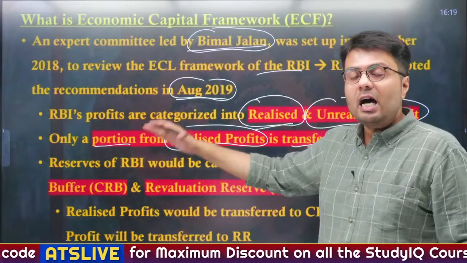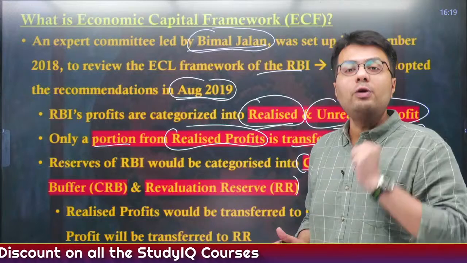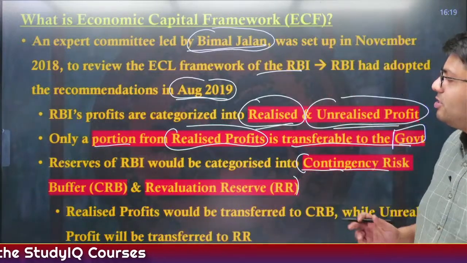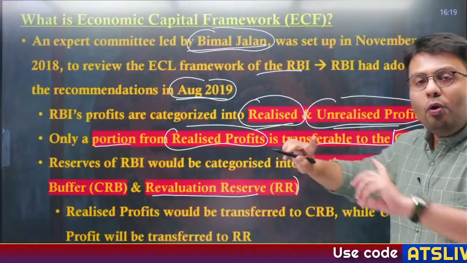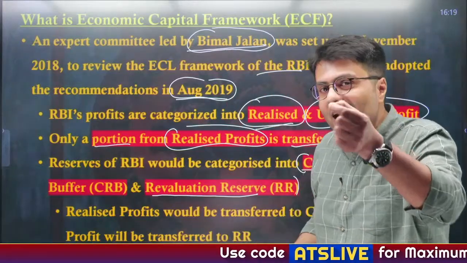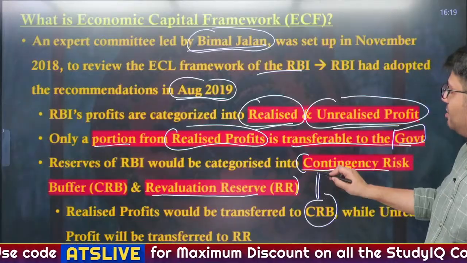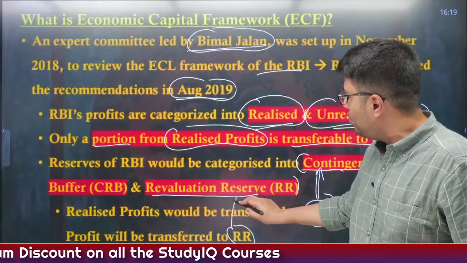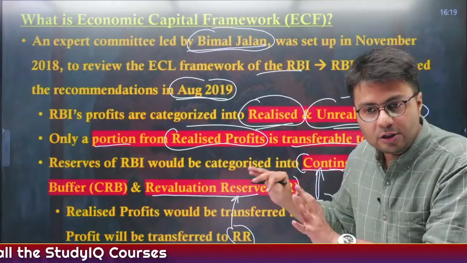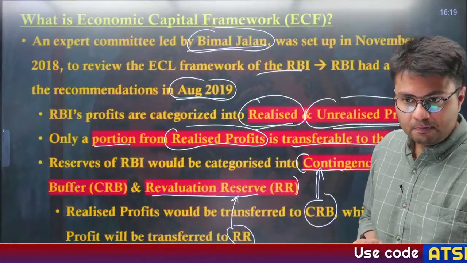The reserves that RBI would maintain for its provisioning will be made into two different accounts. First is the contingency risk buffer, and the other is the revaluation reserve. All the realized profit that RBI makes in a particular year will be transferred to the CRB, that is, the contingency risk buffer, and the unrealized profit of RBI will be transferred to the revaluation reserve. Understood? Any doubts up till now, or otherwise I'll move forward.